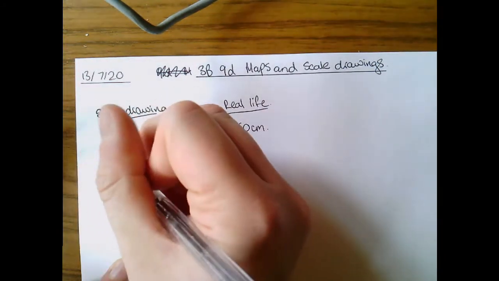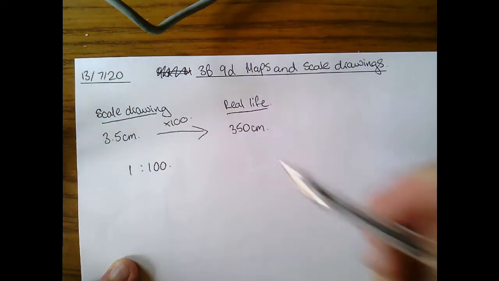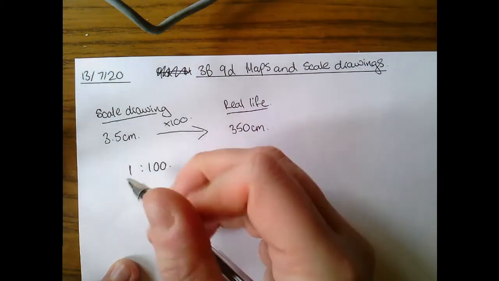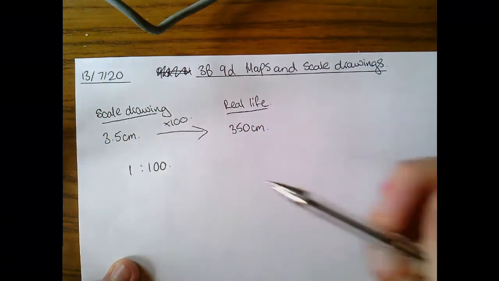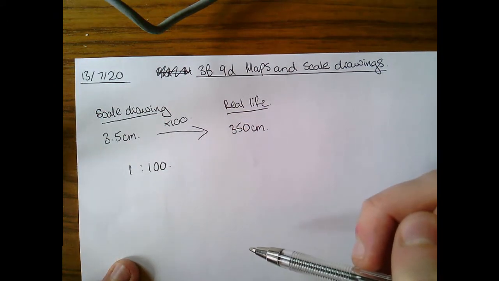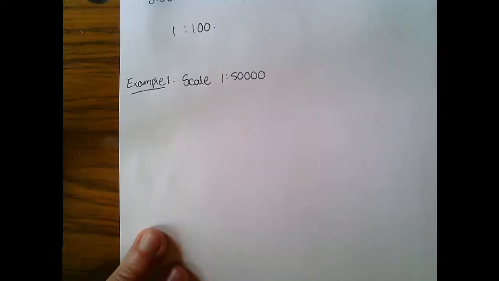So that means that our scale for this one is 1 to 100, because in real life it is 100 times bigger. So for every 1 centimetre in our scale drawing, that actually means 100 centimetres. That was just the basics of what a scale drawing actually is.